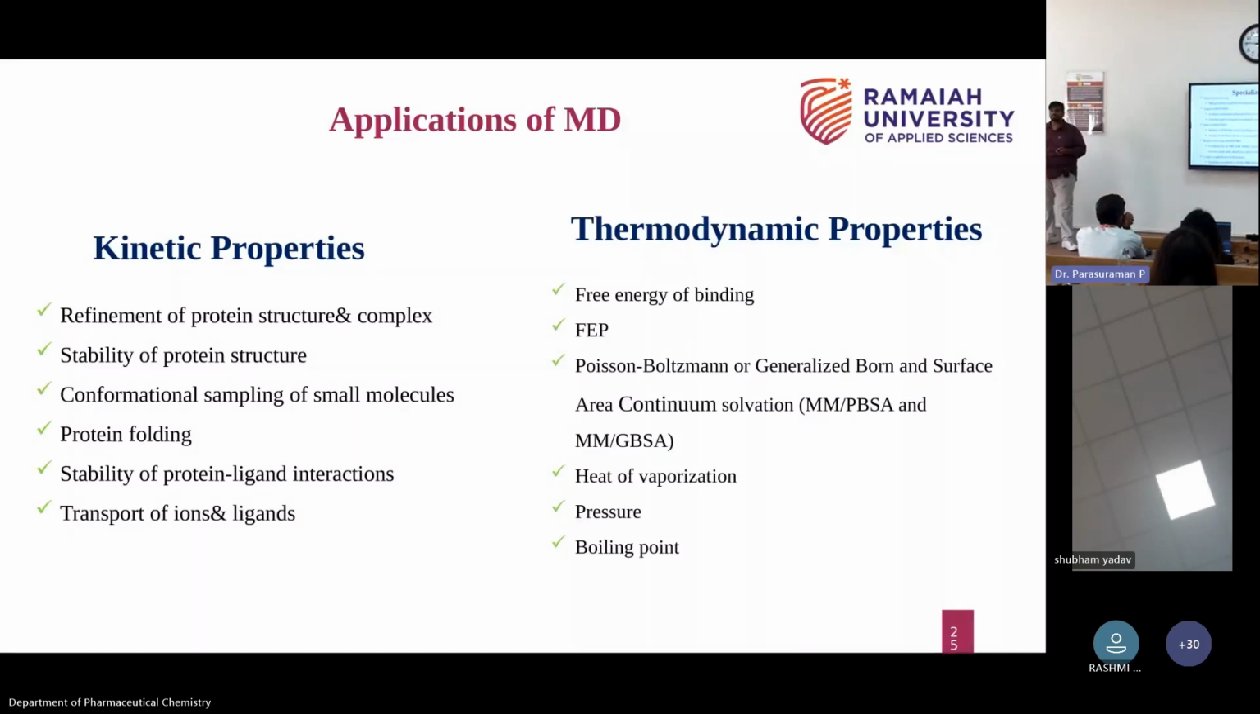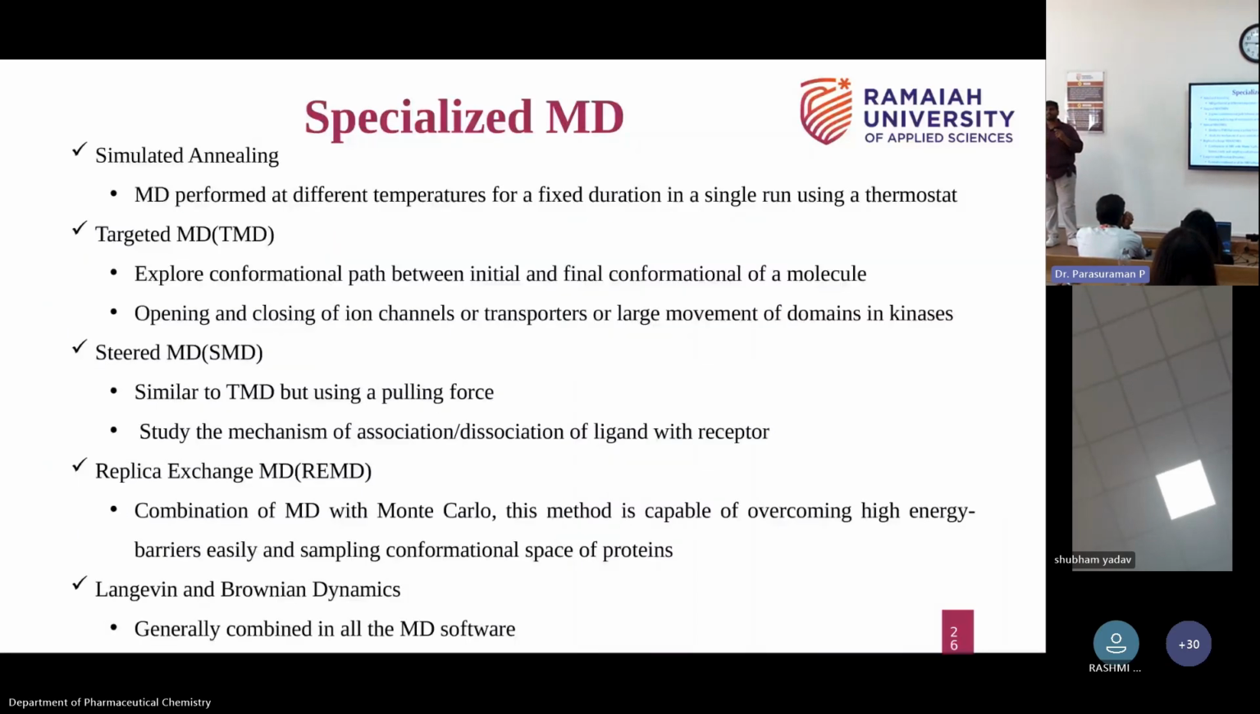Specialized MD. Generally, for molecular dynamics, apart from the procedure we saw, we have different types based on our hypothesis, based on the work which we want. We have simulated annealing, where we'll be working with different temperatures and checking the complex with the use of a thermostat to maintain the equilibrium. Then we have targeted MD or steered MD, where, as in the last slide I showed in the kinetic parameters, we will be seeing the transport of ions.